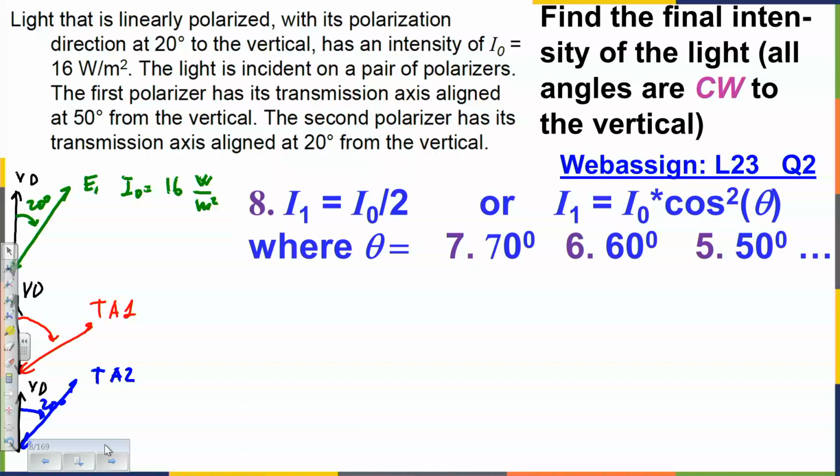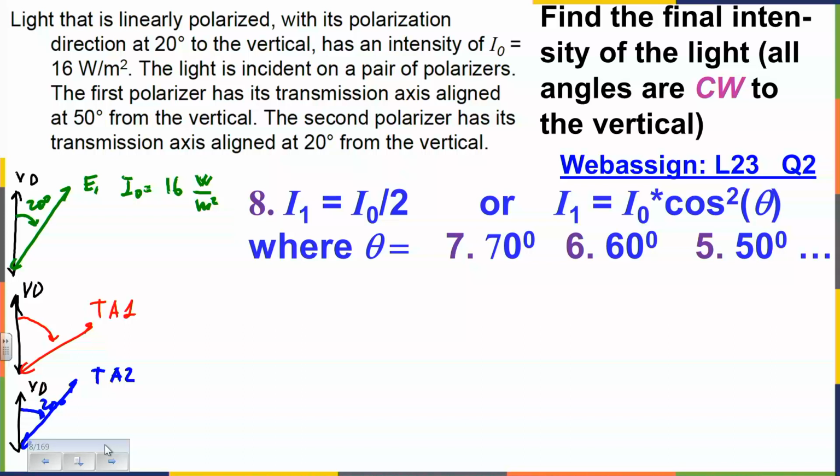This is literally the last picture we saw on Friday before we left this room. It shows the orientation of the electromagnetic wave before it travels through the first polarizer. Then it shows the transmission axis of the first polarizer. Then it shows the transmission axis of the second polarizer. And of course, we can always draw a picture.